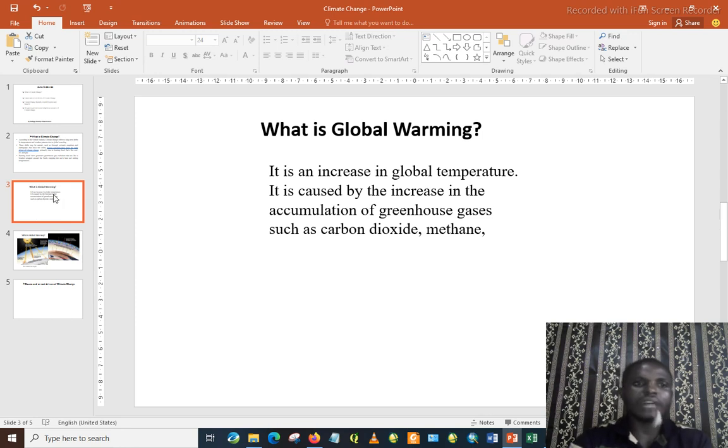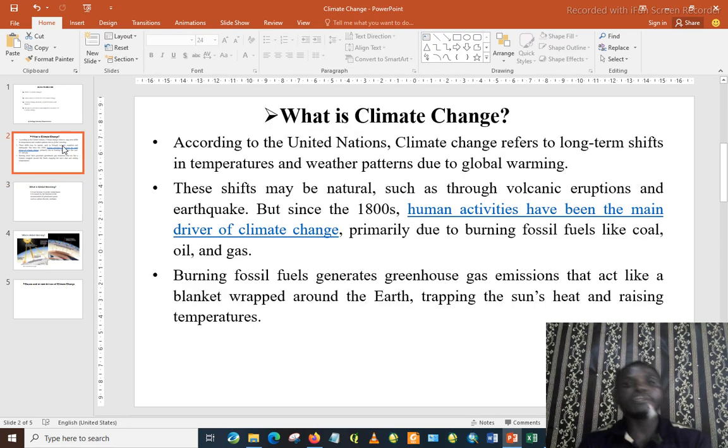Now, let's look at some of the causes or some of the sources of greenhouse gases in the atmosphere that lead to global warming. Some of the sources of greenhouse gases are emissions from burning of fossil fuels like coal, oil and gas, also from bush burning, kitchen firewood, and many others. Those are sources from man. Natural sources may include volcanic eruptions, earthquakes, and decomposition of dead plants and animals producing methane gas. Those are natural processes.